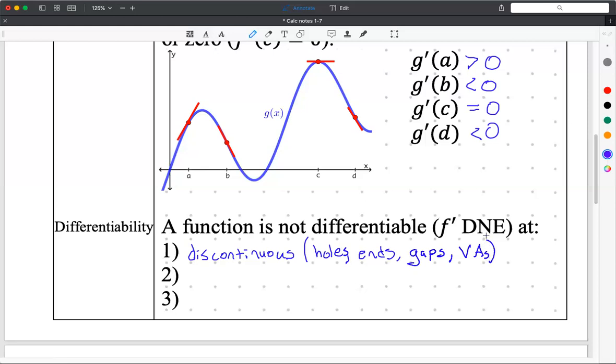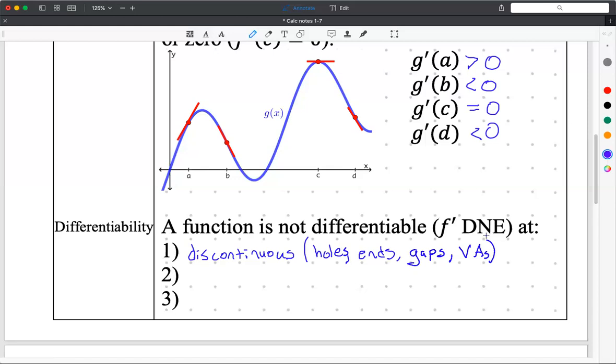And if you're discontinuous, then you're also not differentiable, which makes more sense once you see a picture of what it means to be not differentiable. But the first thing is you have to be continuous if you want to be differentiable. If you all of a sudden pick up your pencil, then it's impossible for you to be differentiable.